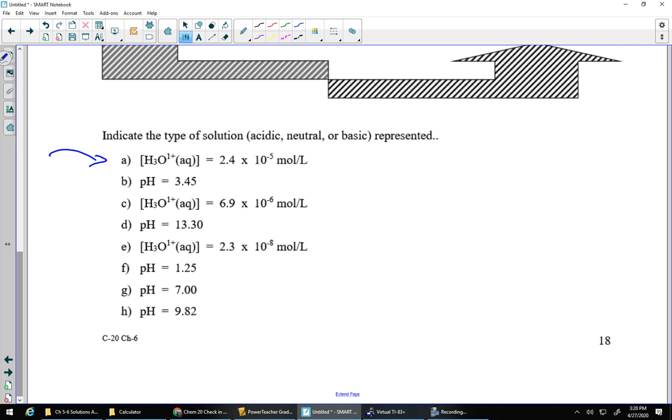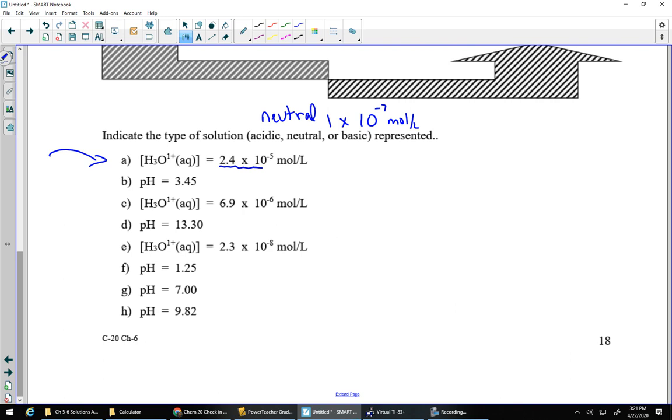So I'm going to do the first one with you. I've got 2.4 times 10 to the power of 5 moles per liter. We said that 1 times 10 to the power of negative 7 moles per liter was neutral. We said that if it's got a larger concentration than that, then it's going to be acidic.